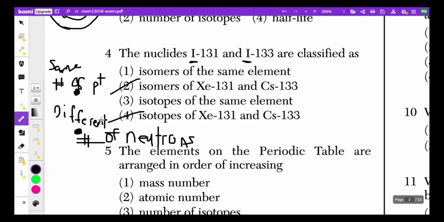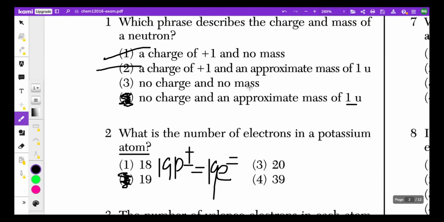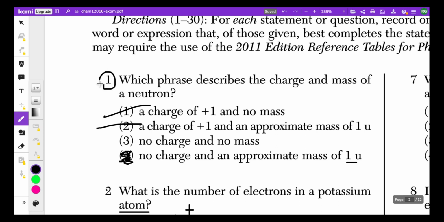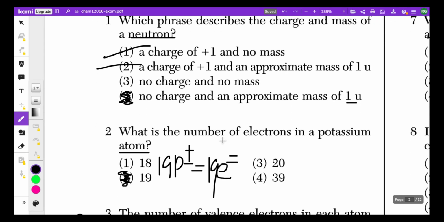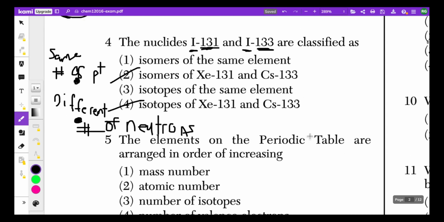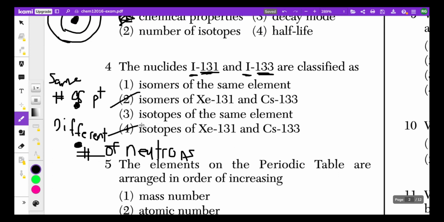And because these atoms differ in the number of neutrons they have, they're going to have different mass numbers, right? Because remember, back to question number 1, a neutron has a mass of 1 AMU. So if you have more neutrons, and some isotopes have more neutrons than other isotopes, that's why some isotopes actually weigh more than other isotopes. So they're isotopes of the same element.